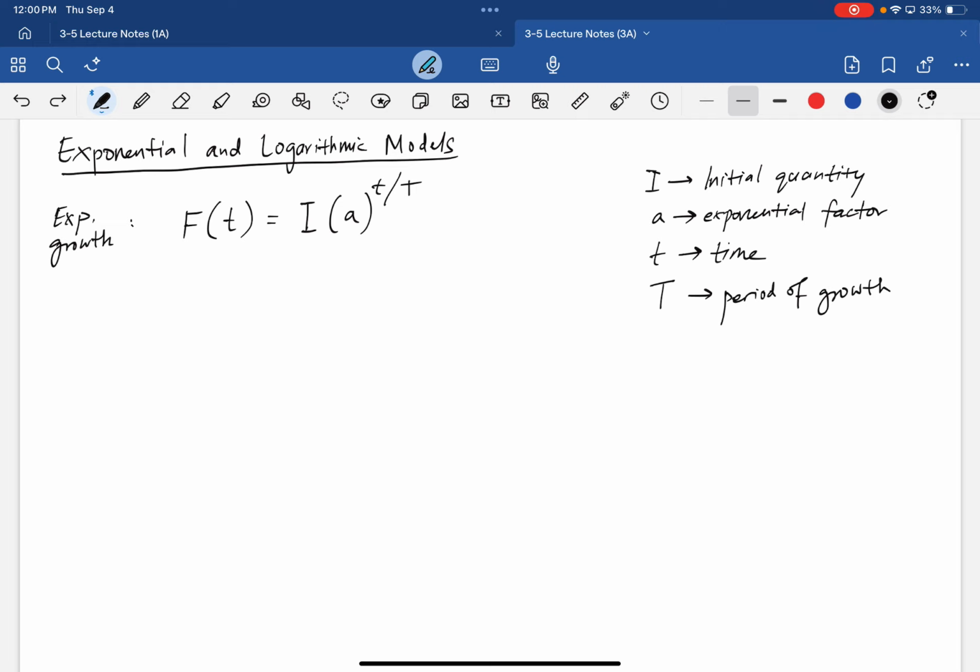F of 2t would be what? I over a squared. F of 3t would be I over a cubed. And so this is decay, right? It's getting smaller if a is greater than 1. Okay? So we can do a quick example. Okay, remember, it's a good convention to always keep our exponential factor greater than 1. Okay, because if a is less than 1, then it wouldn't actually have this sign in order to be decay. And I'll explain more about that later.